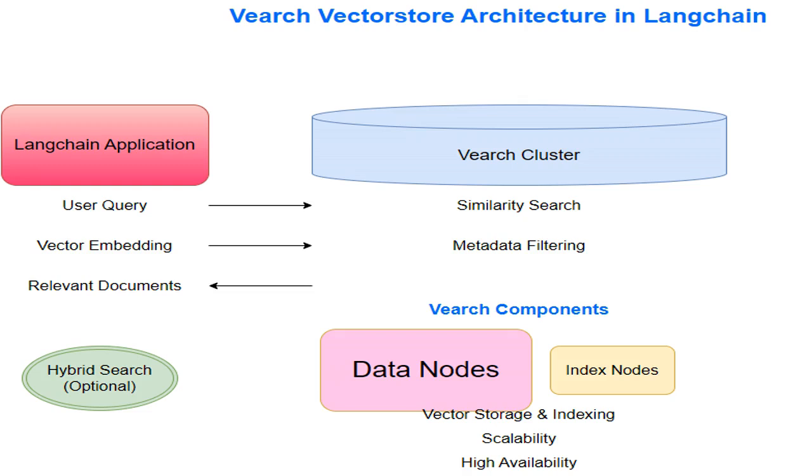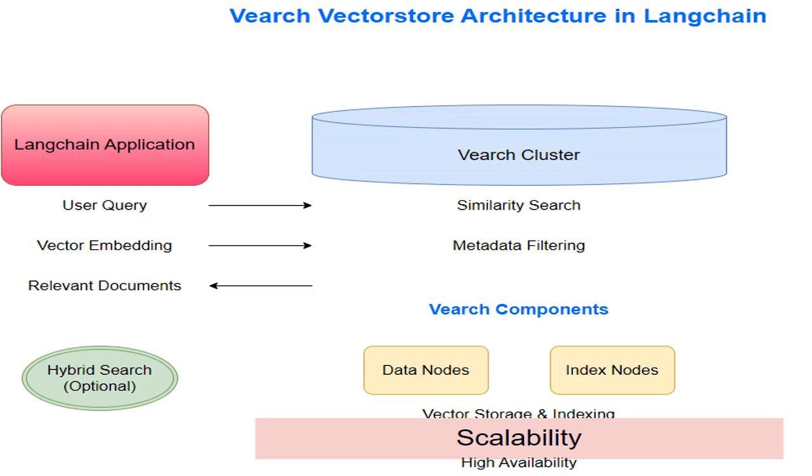High availability means that Vearch is designed to remain operational even if some components fail. Imagine it like a super reliable car that keeps running even with a flat tire. This is critical for applications that cannot afford downtime. Scalability refers to Vearch's ability to handle increasing amounts of data and user traffic. Think of it as a restaurant that can easily add more tables when it gets busy. This is achieved through its distributed architecture.